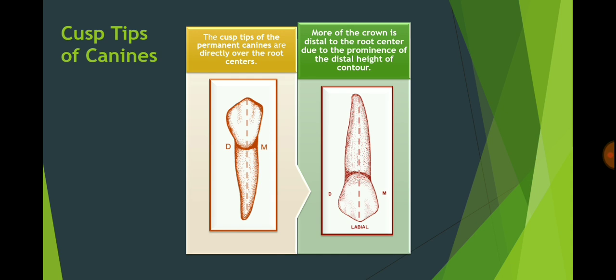due to the prominence of the distal height of contour. The distal height of contour of the canine is very rounded, almost forming a semicircle. Because of that prominent rounding of the distal surface of the maxillary canine, you see more of the distal portion when you try to divide the tooth in half.